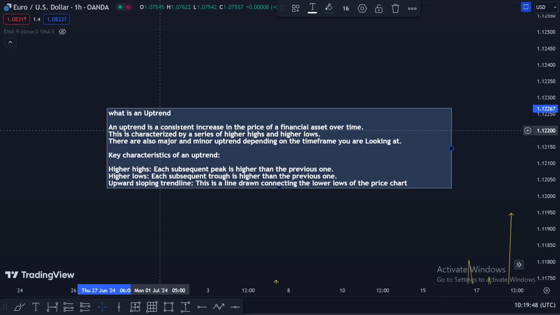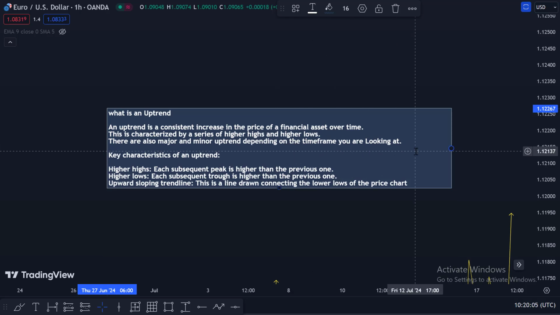An uptrend is a consistent increase in the price of financial assets over time. This is characterized by a series of higher highs and higher lows. There are also major and minor uptrends depending on the time frame you are looking at. I'm still going to be explaining that to you.